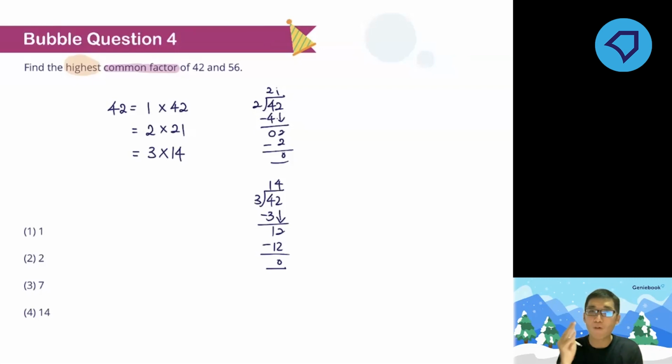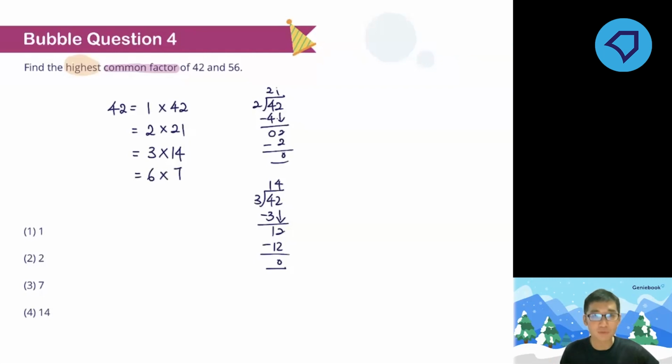How about 4? Is 42 divisible by 4? So 42 is not divisible by 4. Well, let's move on to the next number, 5. Is 42 divisible by 5? 42 is not divisible by 5. How about 6? Is 42 in your multiplication table of 6? So 6 multiplied by 7 would give me 42.